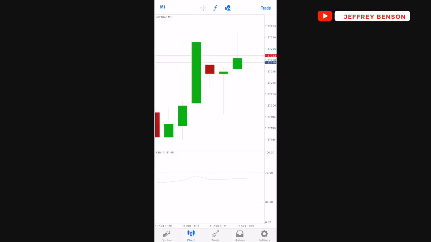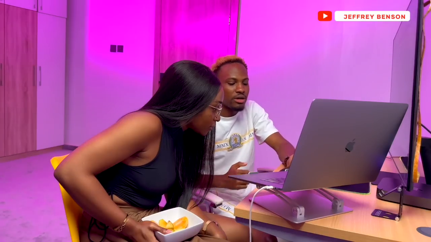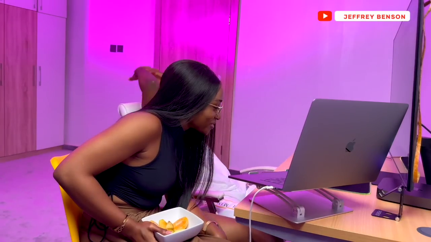Let's buy. We are buying at the current market price. If I click on buy now, this is the current price, 1.27224. This is fluctuating. They quote me on that red one for a buy. So I will be in profit when this blue crosses this buy line. You're already making money. That's 7 cents.